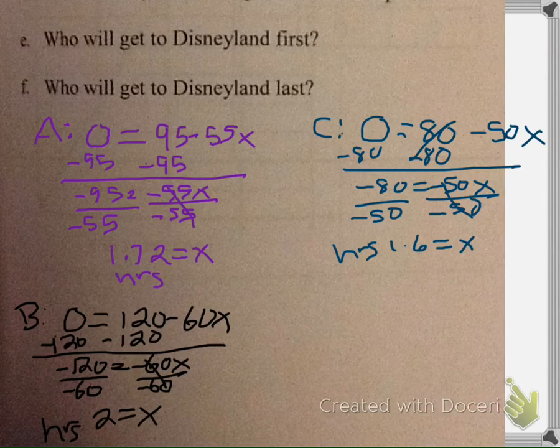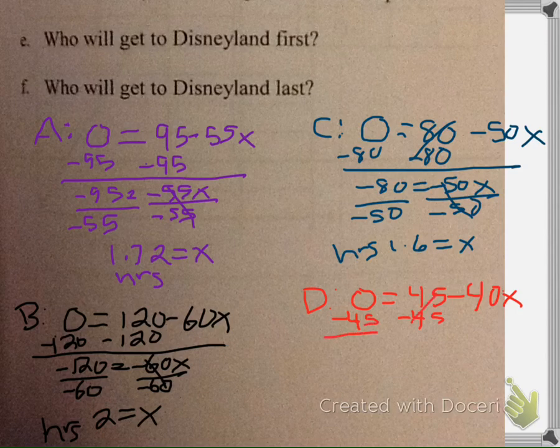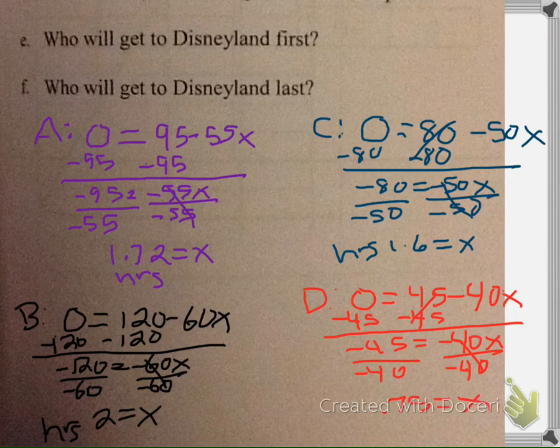And last, family D. Substitute 0 in, and their equation was 45 minus 40x. So I'm going to subtract 45 on both sides. I end up with negative 45 equals negative 40x. Divide by negative 40 on both sides, and I end up with 0.75 equals x, which means it takes them less than an hour to get to Disneyland. Sorry, that's 45 minutes to get to Disneyland.